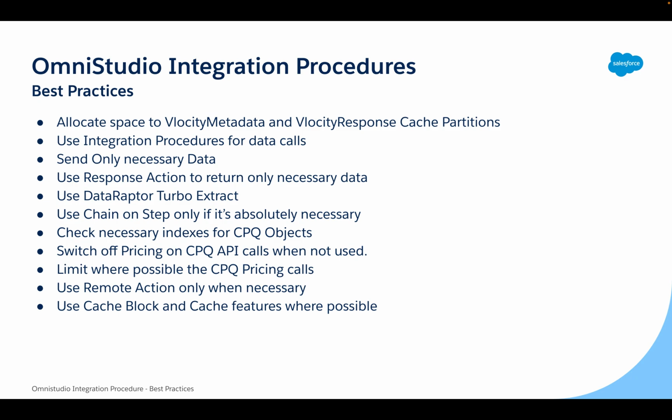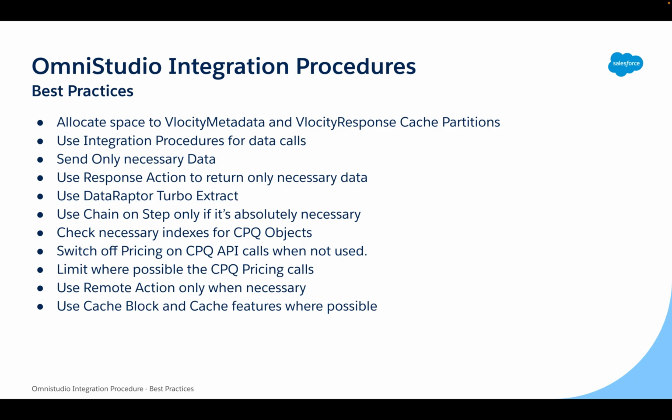Use the response action to return only the necessary data. Instead of returning the full data JSON from the integration procedure or its steps, try to minimize the data to what is required for the operation. Use data raptor turbo extract wherever possible.